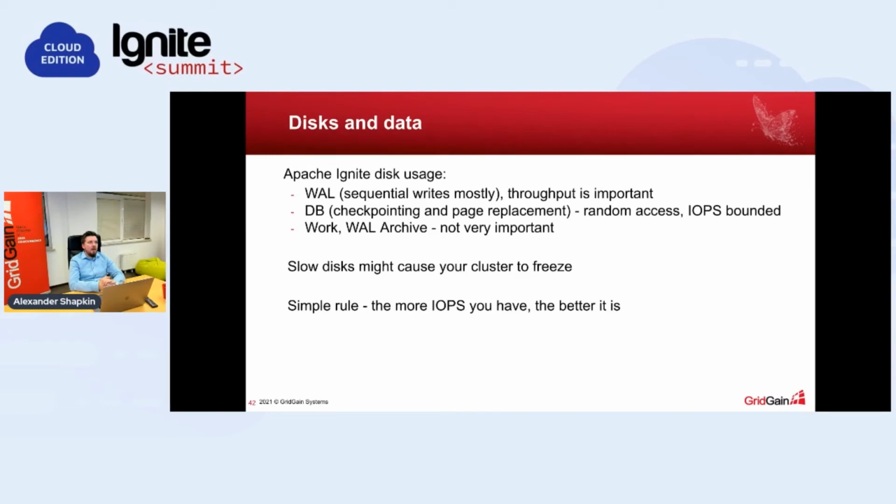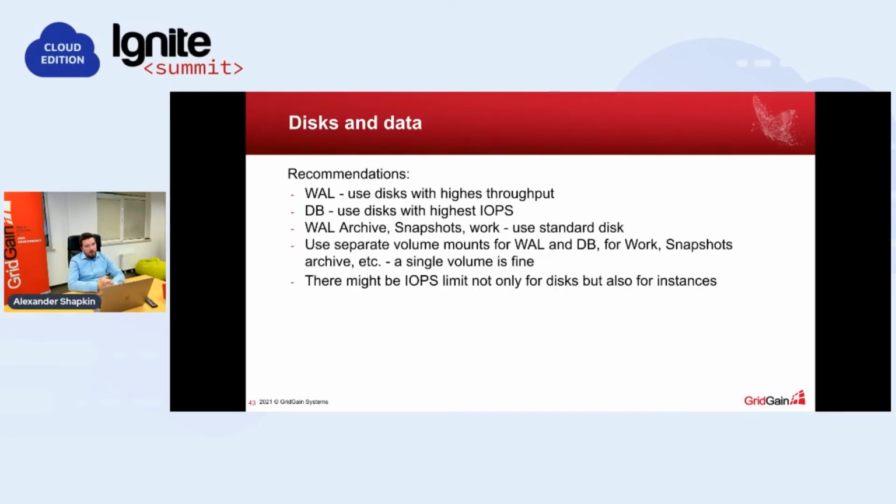The main thing is that slow disks might cause your cluster to freeze, especially if you are hitting some memory limits and there are active page replacements and so on. So the simple rule: the more IOPS you have, the better. Therefore, my recommendations are: for the WAL folder, use a disk with the highest throughput available. For DB, a disk with the highest IOPS, and it is important to have different volume mounts for your WAL and DB folders. At the same time, it is fine to have a single mount for other directories.